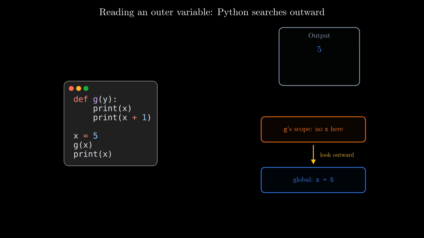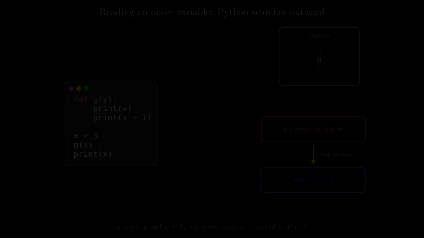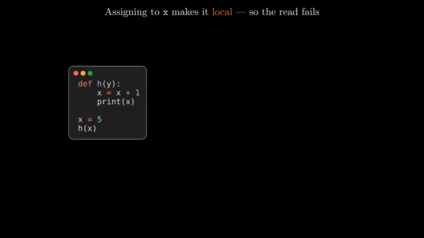So g prints 5, then prints x plus 1, which is 6. It returns none, its scope disappears, and back in the main program, print x still shows 5. Notice g read x and computed x plus 1, but never modified x. There was no assignment to x, just a read. Third example, and it ends in an error.